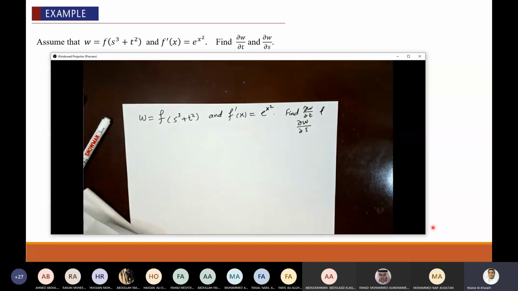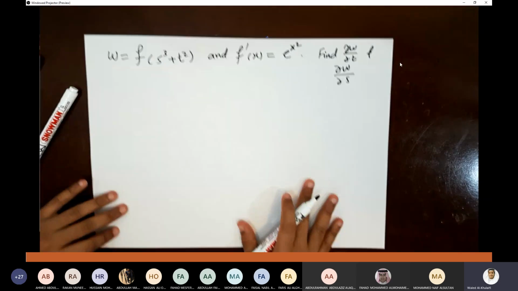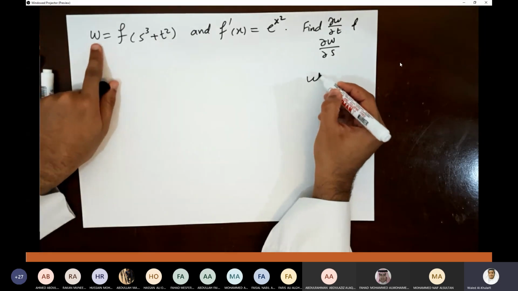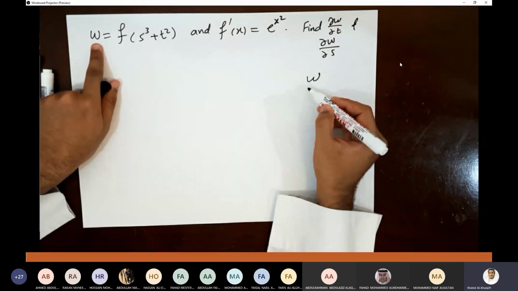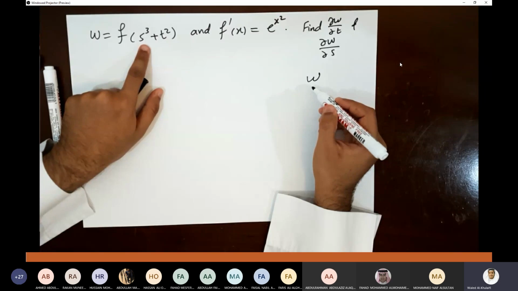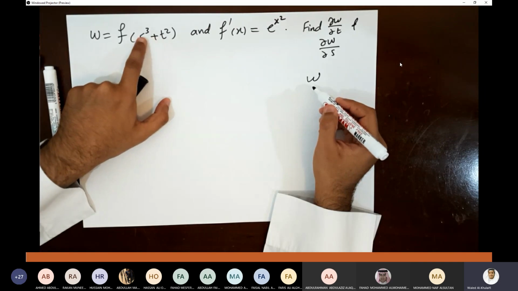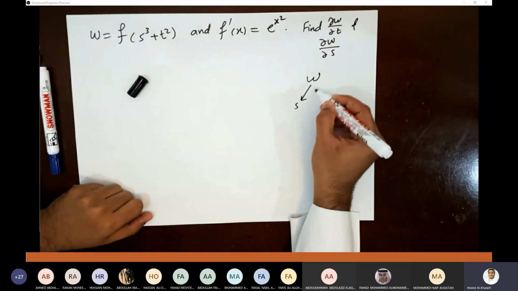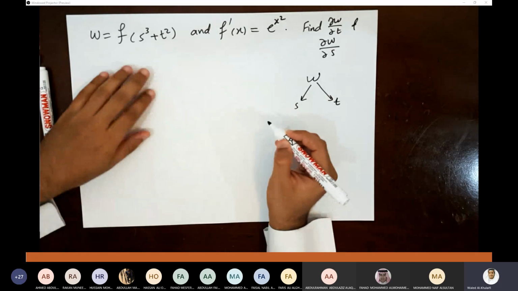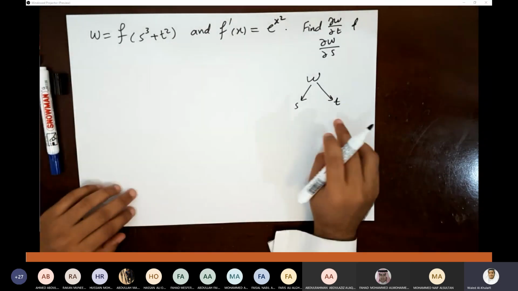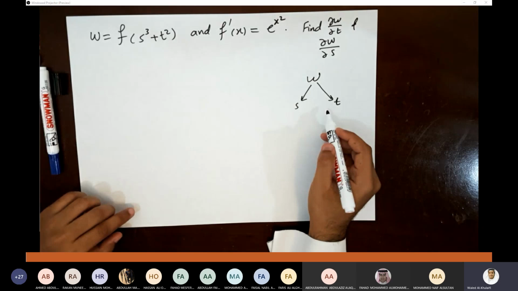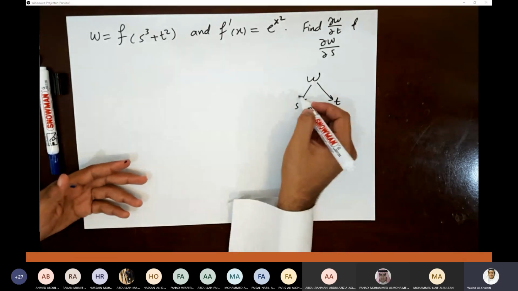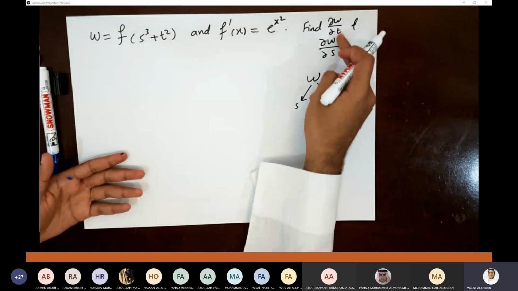Right. What do we do first, Shabab? We draw the tree diagram. First we start with the W, also because he asked me for partial W. How many variables does W depend on, Shabab? 2 variables. So you have s, and then you have the other variable, which is t. Okay. And then what? Now here, you don't see any paths, and you're going to say partial W by partial S, partial T, that's it. You don't have anything else.